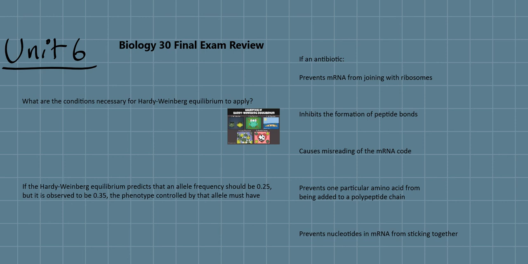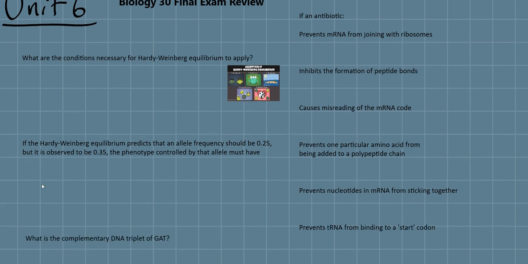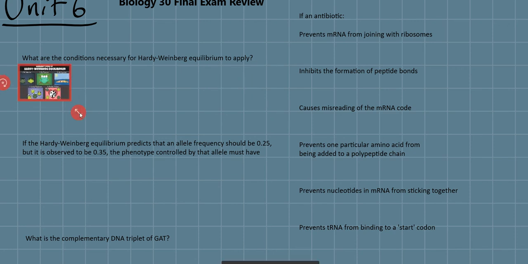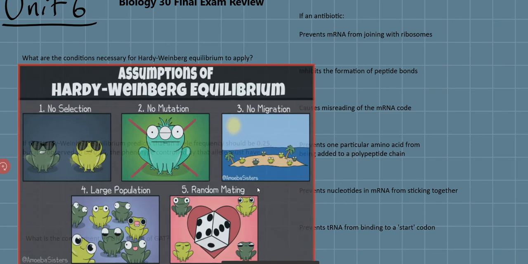Hello, this is the last of the 3 videos for Biology 30 Final Exam Review. This one is going to be talking about Unit 6. In Unit 6, we looked at, well, a lot of things to do with DNA. And one of the things we talked about towards the end of the unit was the Hardy-Weinberg equilibrium. And that's something that we learned about.